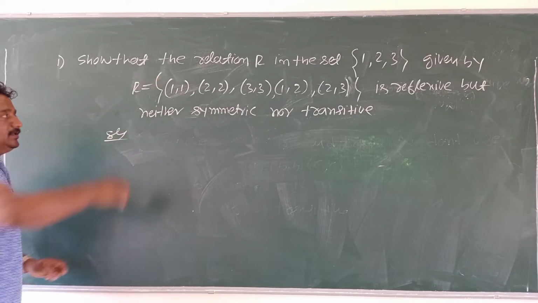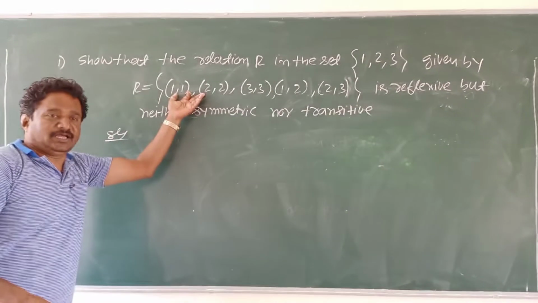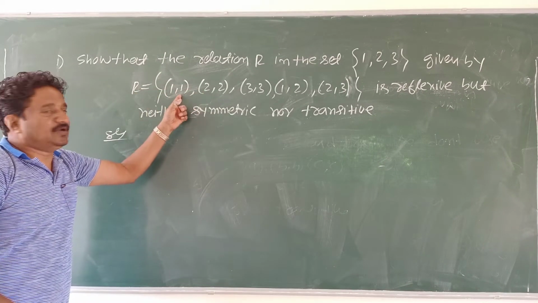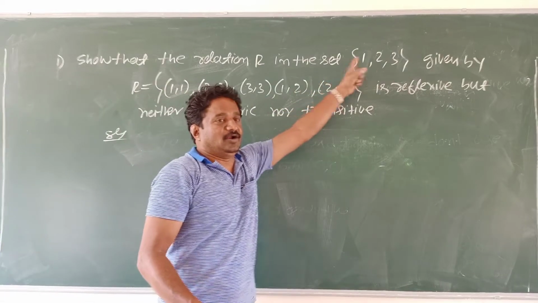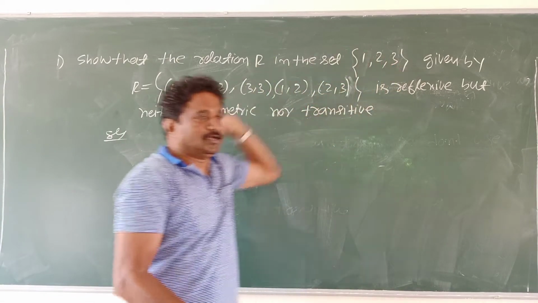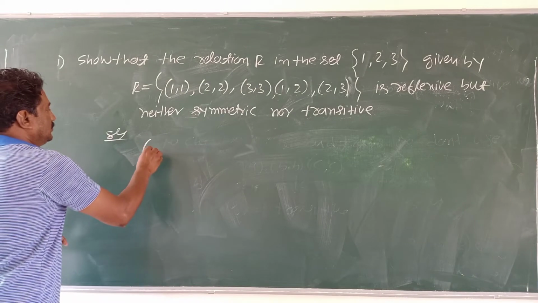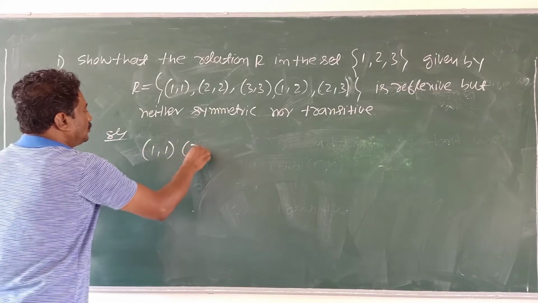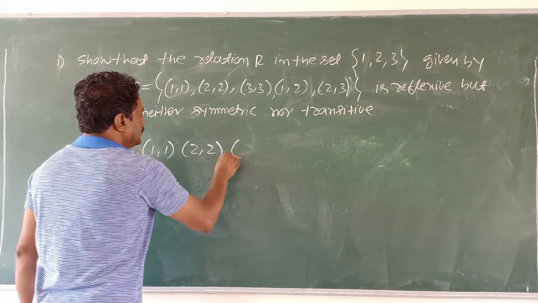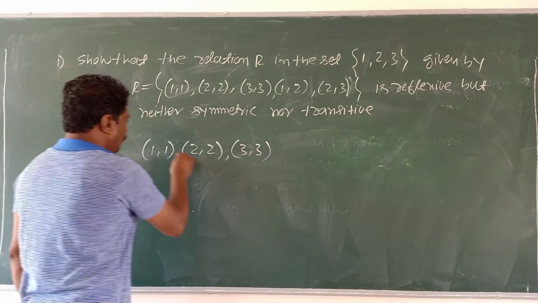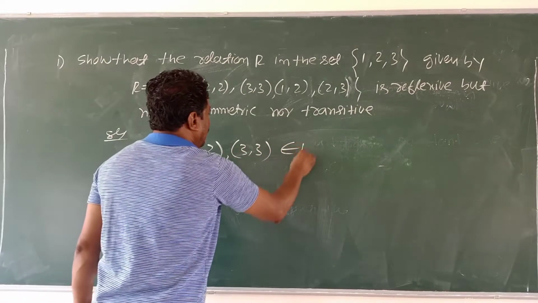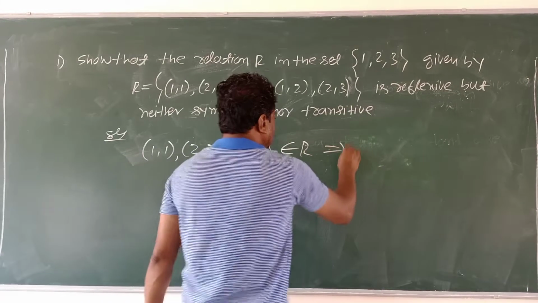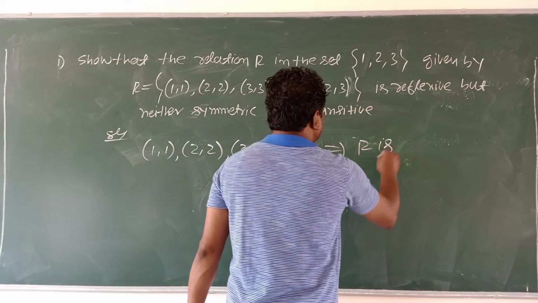Is this relation a reflexive relation? Yes. Why is it reflexive? It contains (1,1), (2,2), (3,3). So (1,1), (2,2), (3,3) belong to R. Therefore, that implies R is reflexive.